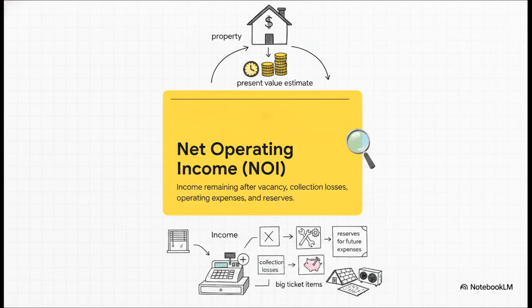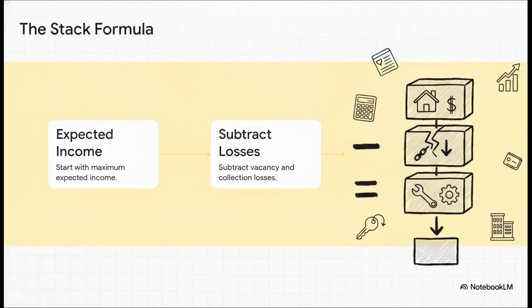But to do that, the very first step an appraiser must take is estimating the property's net operating income, or NOI. NOI is simply the income remaining after you account for all expected vacancy losses, collection losses, operating expenses, and, this is key, reserves for future expenses. You always have to plan ahead for big-ticket items like a roof replacement, new carpets, or a completely new HVAC system. To actually calculate that NOI, appraisers use what's commonly called the stack formula.